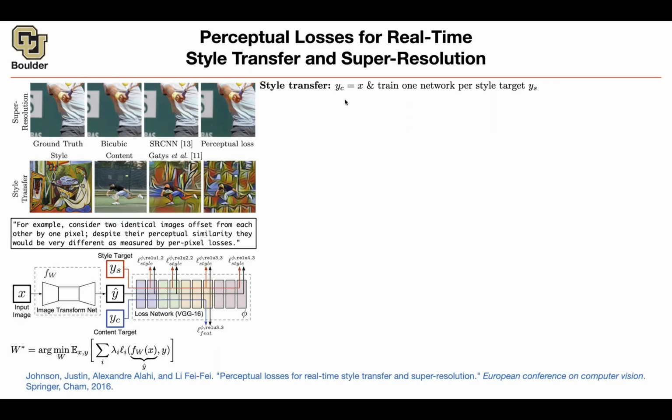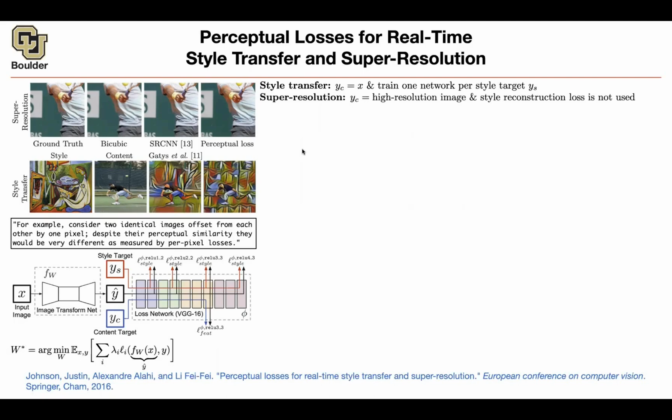For the style transfer, your YC is going to be X. So this is your input image. And your style, we are going to pick a style and then train one network per style. So you're going to keep that style. But if you change your style, you're going to have to retrain a network.